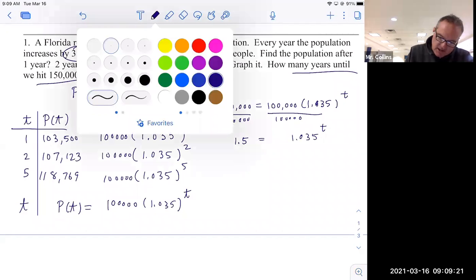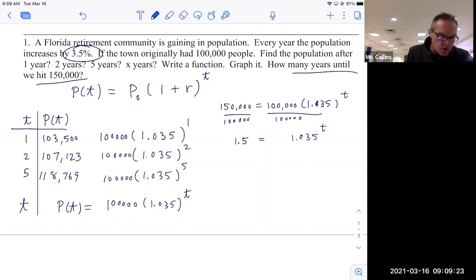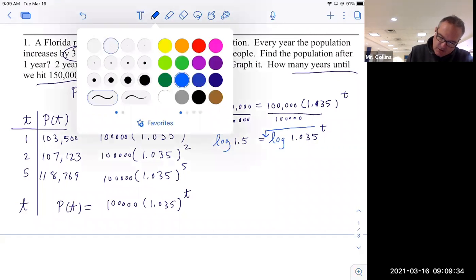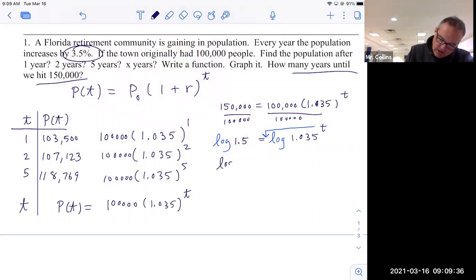And then here's the deal again, where you've got to take a natural log on both sides or a regular common log. It actually doesn't matter which logarithm you take. And the whole point of taking a log on each side is you can bring the exponent down. So I get log of 1.5 equals T log 1.035, and everything is being multiplied. So to get T by itself, I would just divide out that log of 1.035.